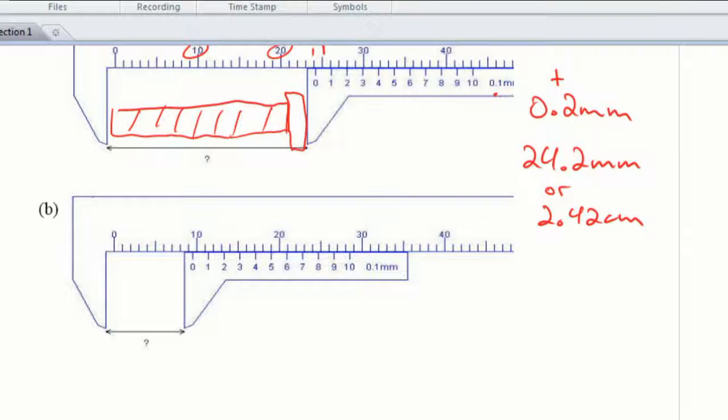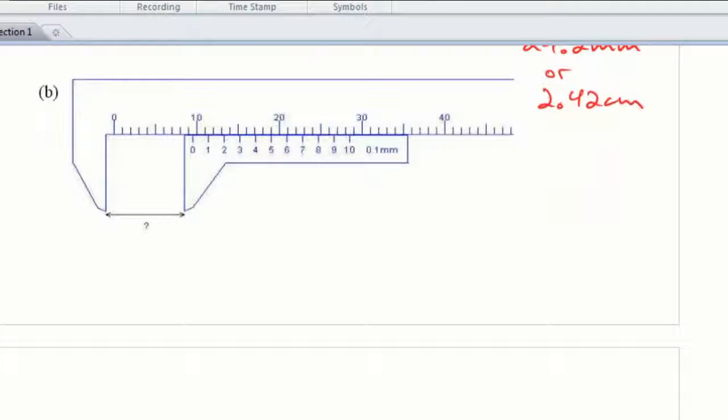What type of object do we have in here? I don't know. We'll pretend there's something in there. We're measuring something that's looking fairly small. Again, this is 10 millimeters or 1 centimeter, depending on how you want to think of it. We need to figure out where our 0 lies.